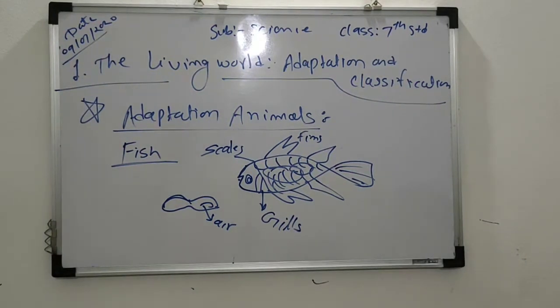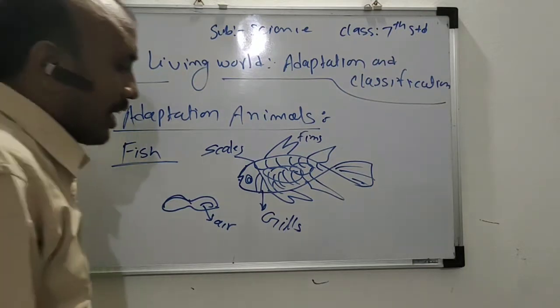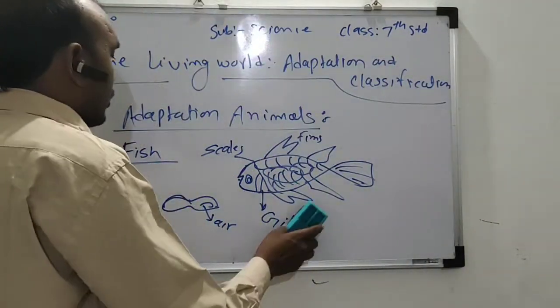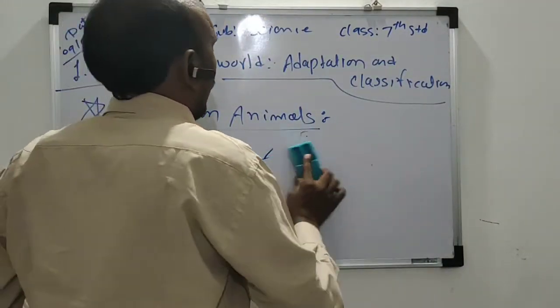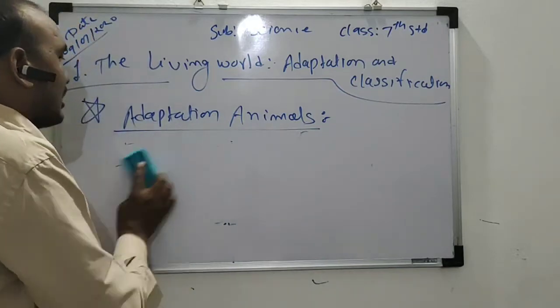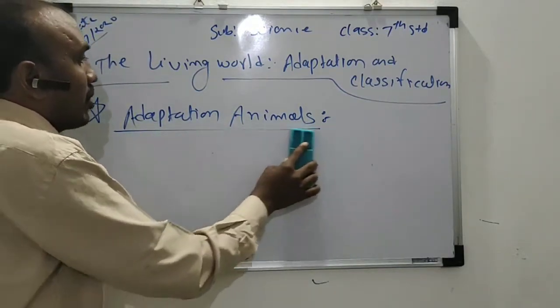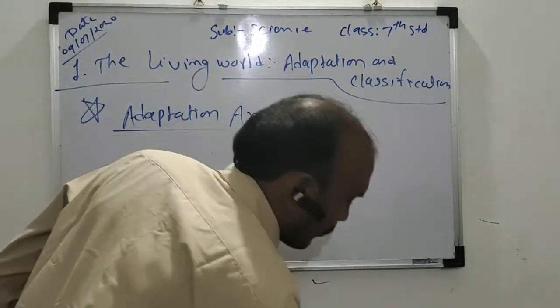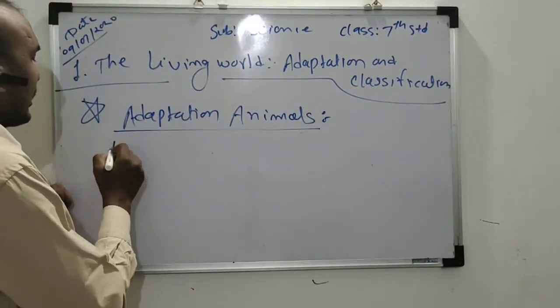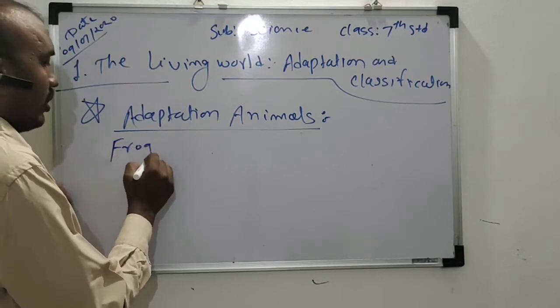Okay, so that is the adaptation in animals, in fish. Fish is an aquatic animal, is it? Terrestrial animals I will explain later on. So what is the next aquatic animal? Which animal is next? Yes, what? Frog. Yes, correct. A frog lives on land also. So the next aquatic animal is the frog.